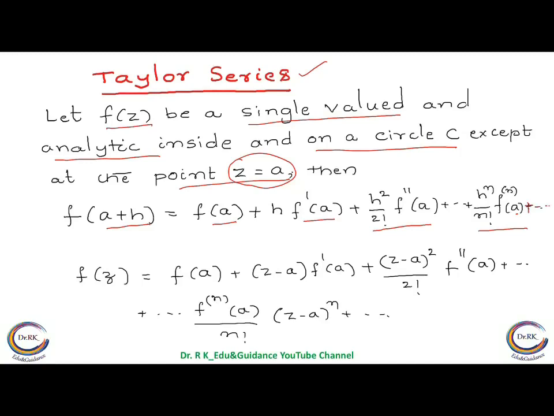Or if we take a plus h equal to z, right? So then it becomes f of z equal to f of a plus z minus a into f dash of a, plus z minus a whole square by 2 factorial f double dash of a, and so on, nth derivative of f at a by n factorial into z minus a whole power n. Right? So either we can have this form or this form. Right? That is the Taylor series in terms of h or Taylor series in terms of z minus a.